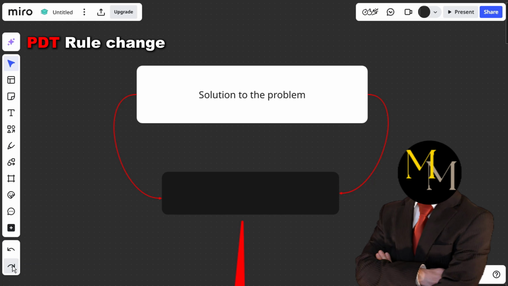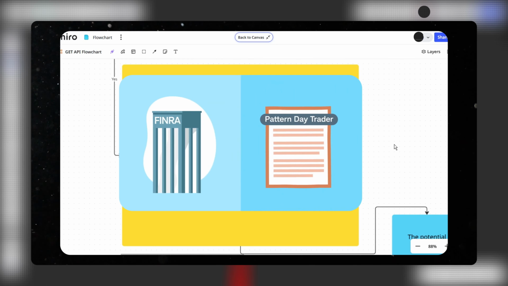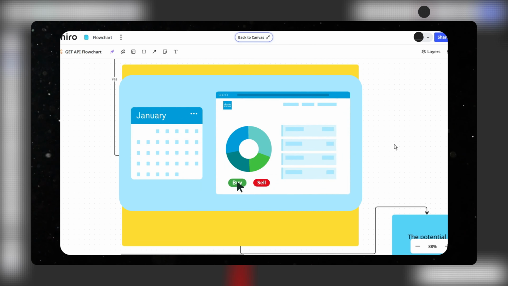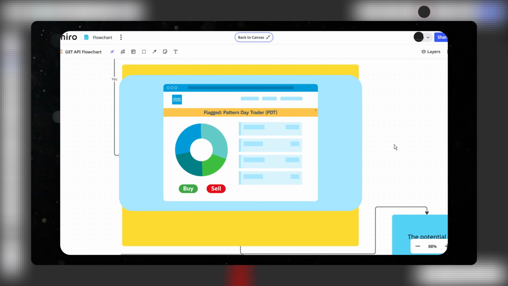But first, if you're unfamiliar with what the PDT rule even is, this should help you understand. In 2001, the Financial Industry Regulatory Authority, or FINRA, created the Pattern Day Trader, or PDT rule. Under the PDT rule, any margin account that executes 4 or more day trades in a 5 market day period is flagged as a pattern day trader. Getting flagged isn't necessarily bad. It just puts the account under a little more scrutiny.